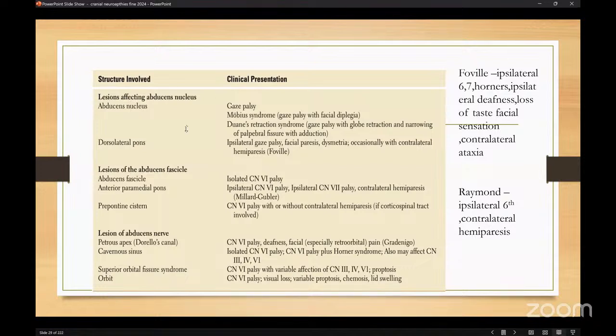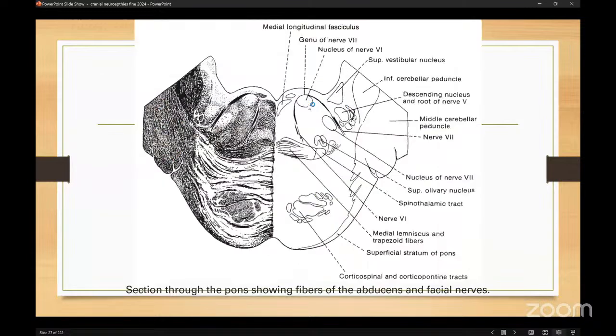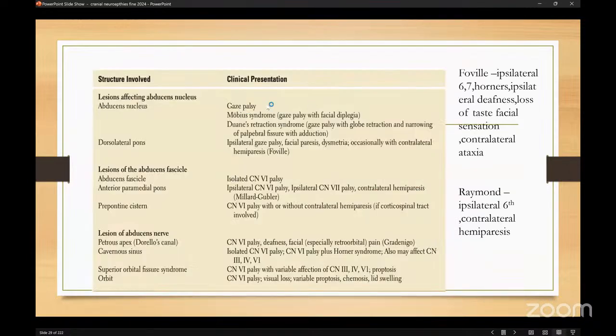So if there is involvement of abducent nucleus, what do you expect? Horizontal eye movement will be affected. There can be involvement of nearby PPRF giving rise to gaze palsy. Okay, so what is a Foville syndrome? Foville syndrome is ipsilateral sixth and seventh and Horner, and ipsilateral deafness and loss of taste, the facial sensation, and contralateral ataxia.